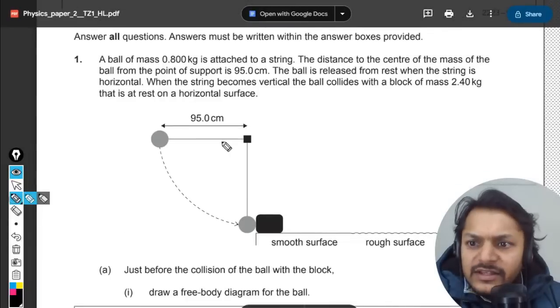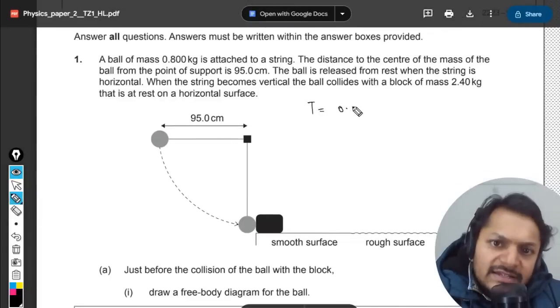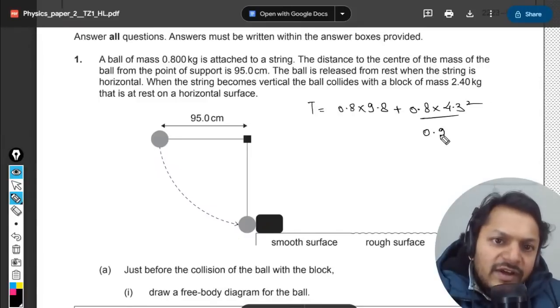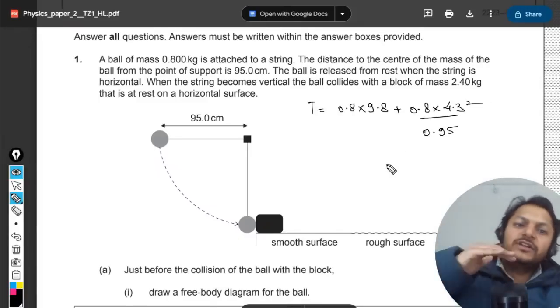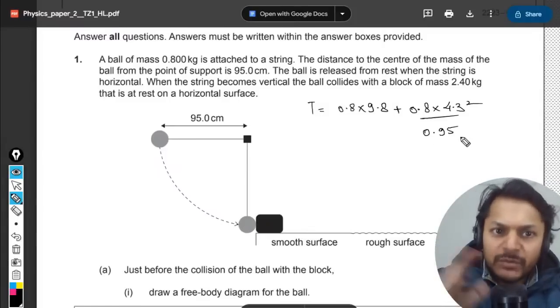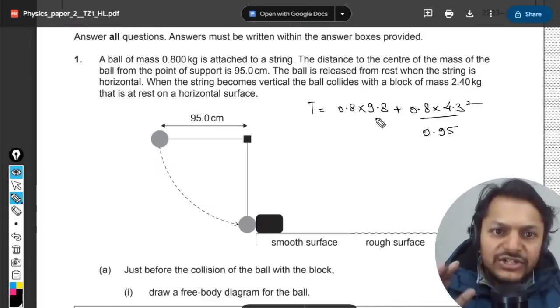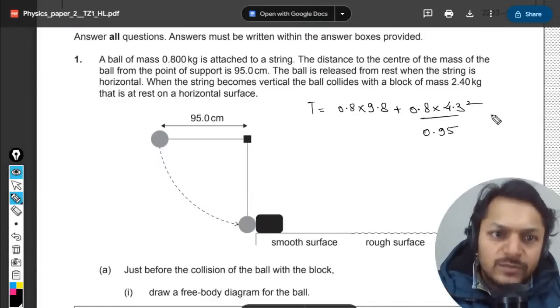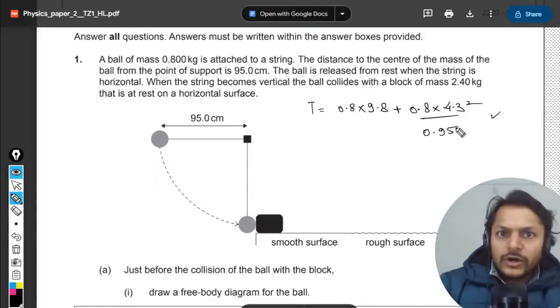Yeah, here is the information. So tension T is 0.8 into 9.8 plus m v square divided by 95 centimeter. So it is converted into meters by dividing by 100, so 0.95 meter is the radius. So mg plus mv square by r. So this will be your answer.